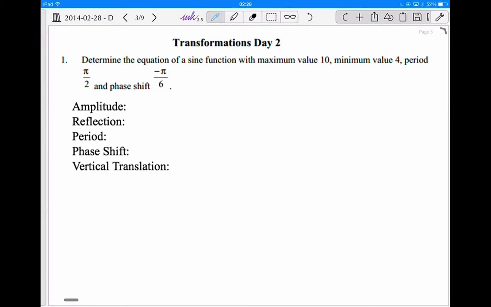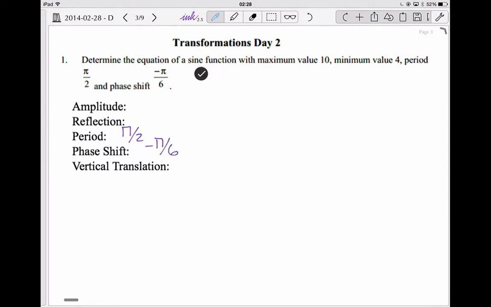Determine the equation of a sine function with maximum value 10, minimum value 4, period pi over 2, and phase shift negative pi over 6. So I can fill in some of this. Pi over 2, negative pi over 6. Okay, let's see. It says nothing about a reflection, so I'm going to assume that there is none. So I just have to figure out my amplitude and my vertical translation.